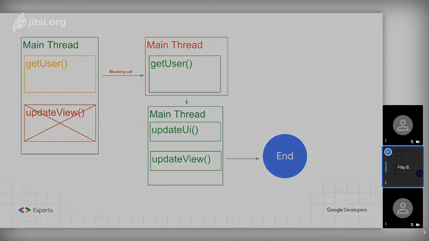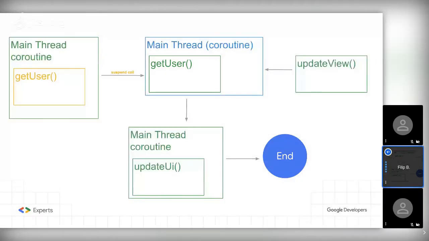But if you use coroutines, what happens is if you call getUser within the main thread powered coroutine, and it's a suspend function, so it has the suspend modifier or uses another suspend function, it will actually suspend the main thread coroutine, which will mean that the coroutine will kind of sleep, so to say, and the main thread will be freed, which means that you can run other functions such as update UI, which can be on a coroutine or doesn't have to be.